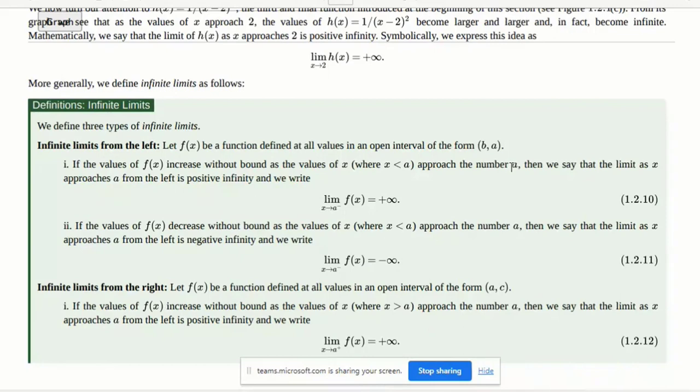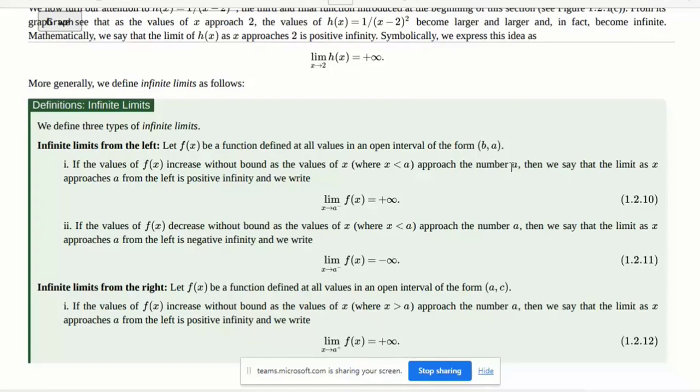Infinite limits, because that's where all these have actually been summarized. They say we define 3 types of infinite limits. Infinite limits from the left. Let f of x be a function defined at all values in an open interval of the form (b, a).